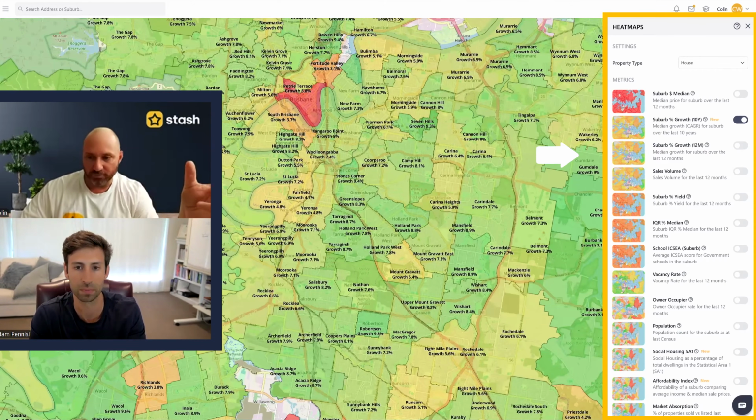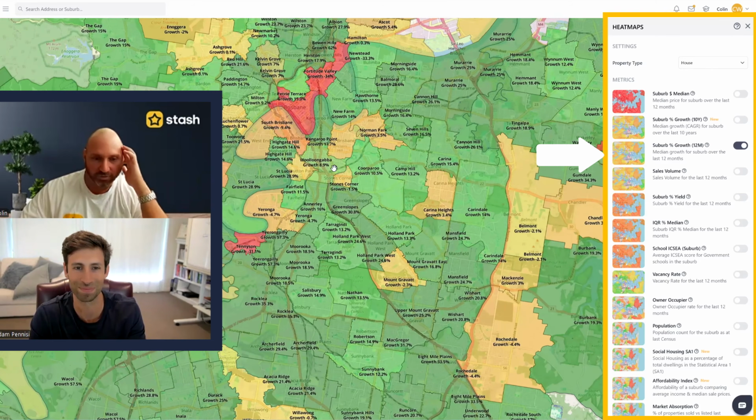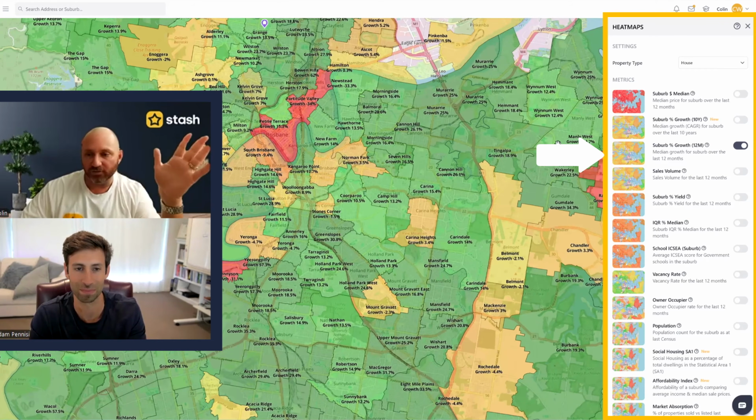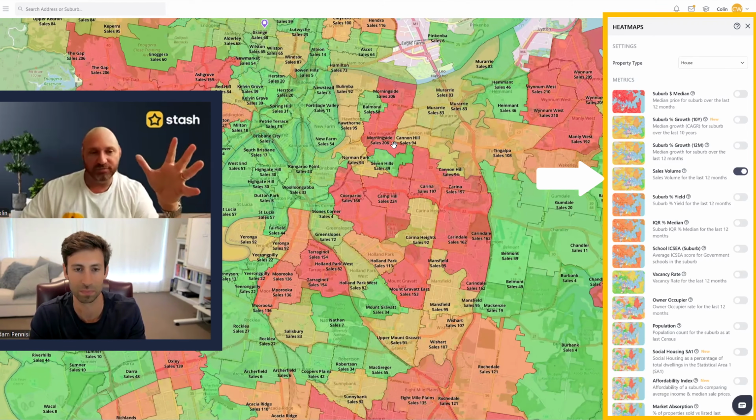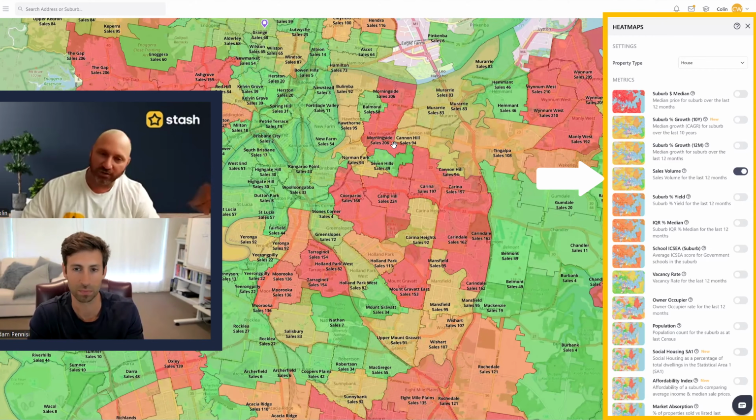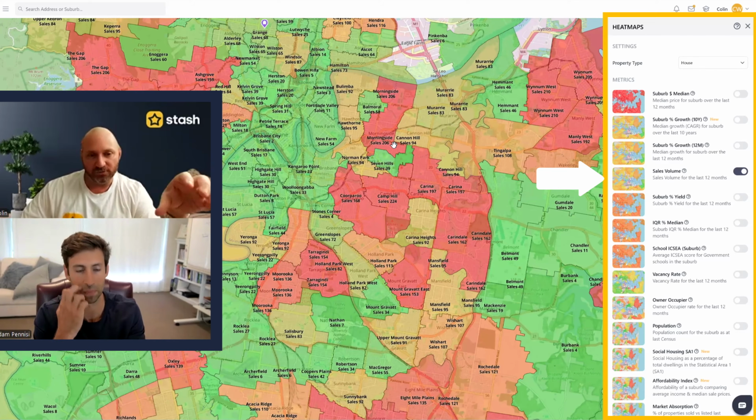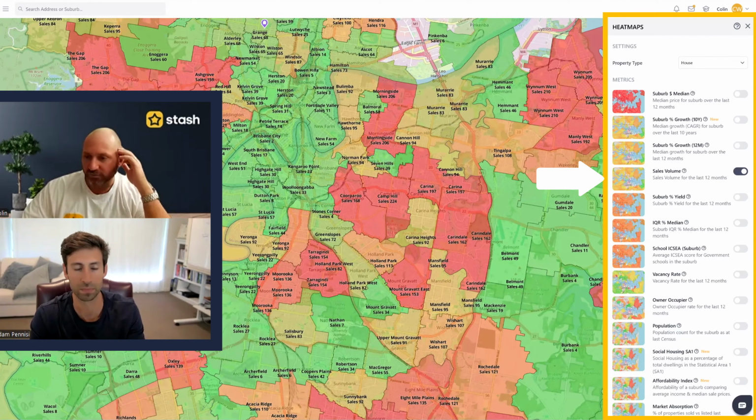I've also had the last 12 months as well, so you can see just the growth there of how every suburb's performed over the last 12 months. Sales volumes there, so making sure there's enough sales data in these suburbs. The more sales, the more accurate your stats are going to be. So if you're in markets and suburbs that you're looking at and there's not that much volume, the data is not going to be that credible. So it's really important to have a lot of sales volume.